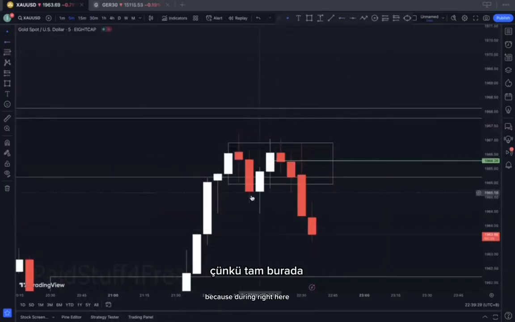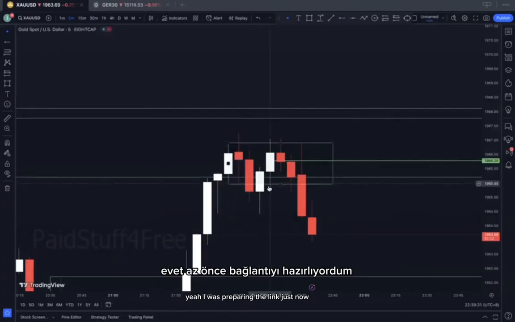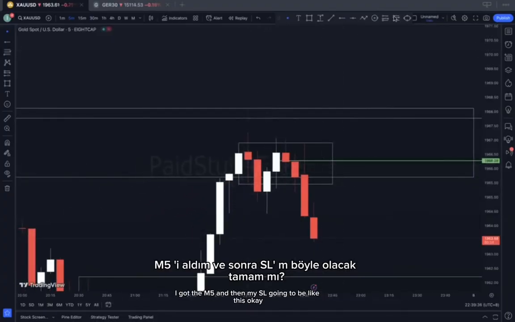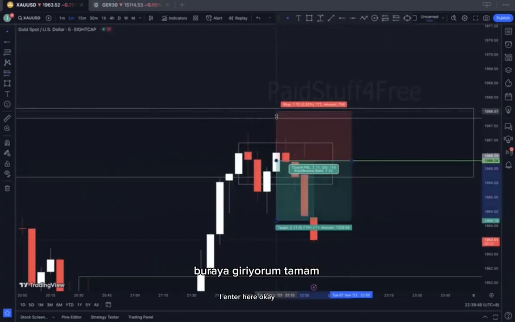Okay, I was preparing the link just now, and then I opened the chart and, oh, I got the M5 sell, and then my SL is going to be like this. Okay, I entered here.